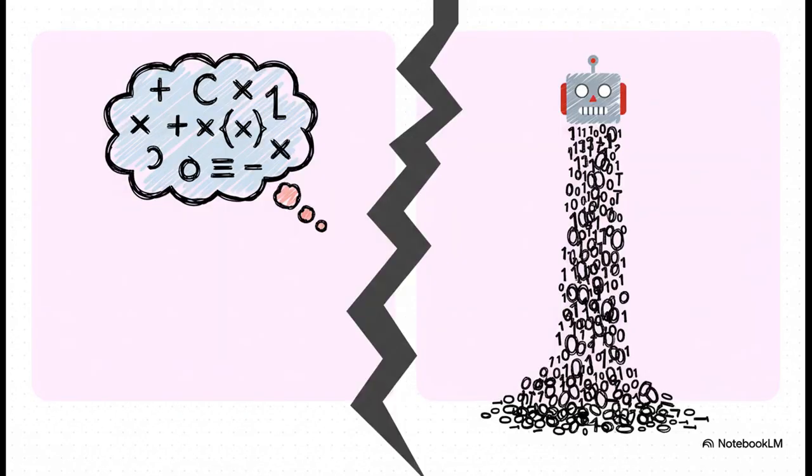And this slide just perfectly captures the huge communication gap we're talking about. On the left, that's us. Human thought, logic, simple math. But on the right, that's what the computer's processor, its brain, actually sees. Just a long, endless stream of ones and zeros. It's like we're speaking two completely different languages.